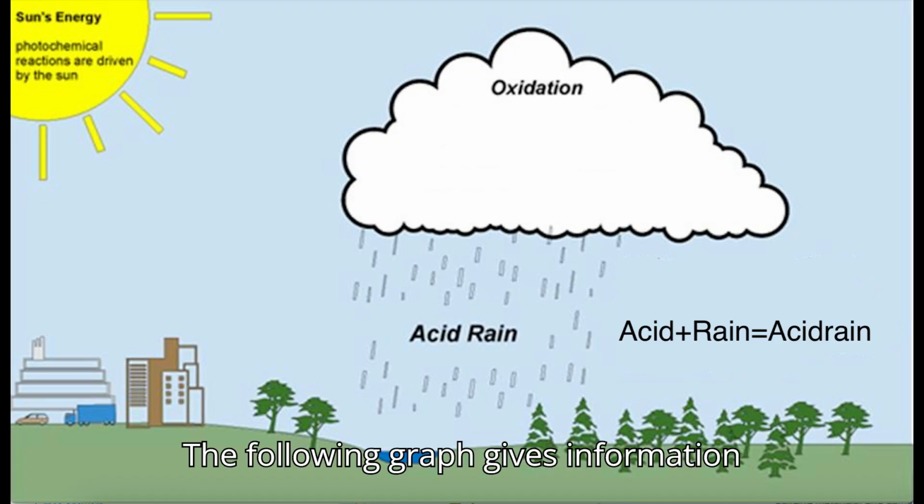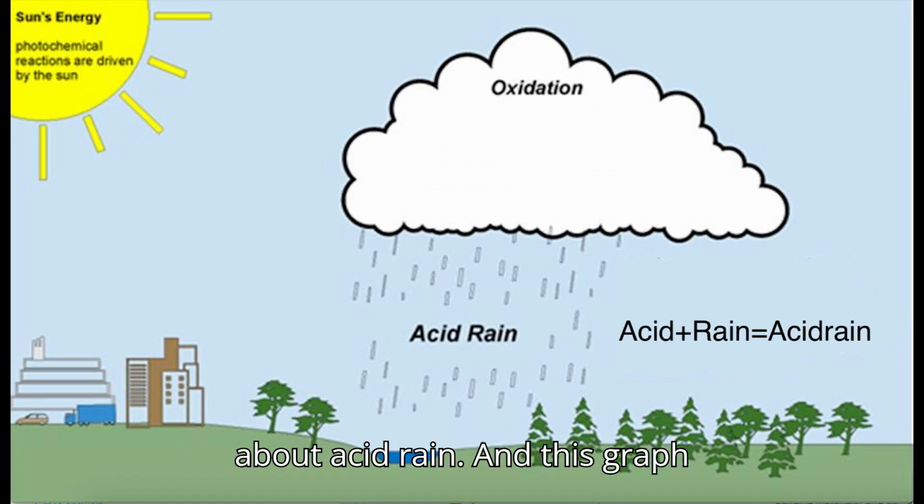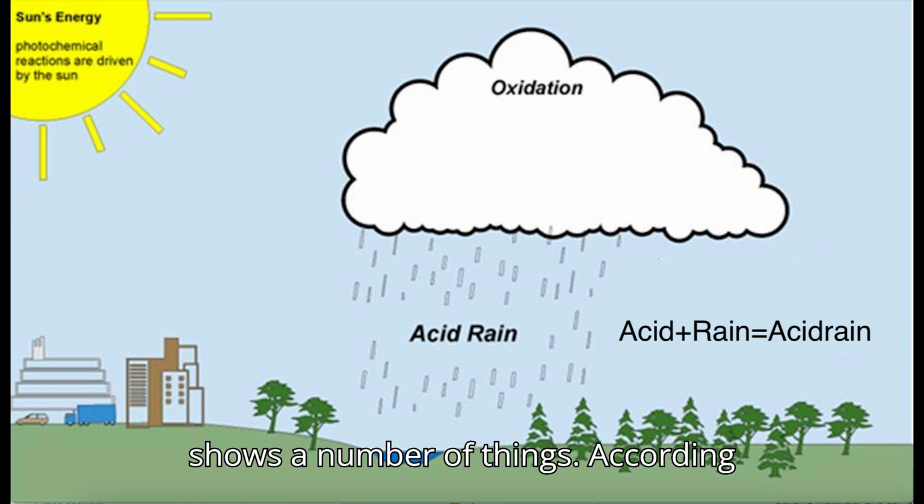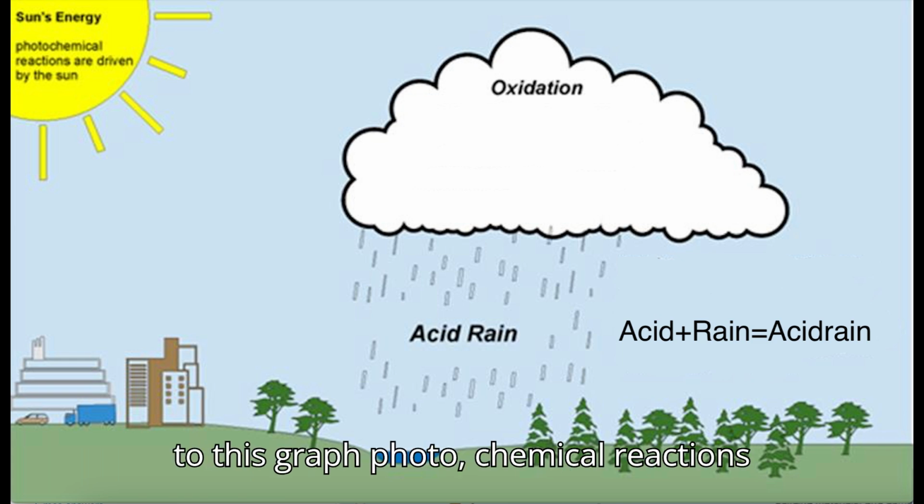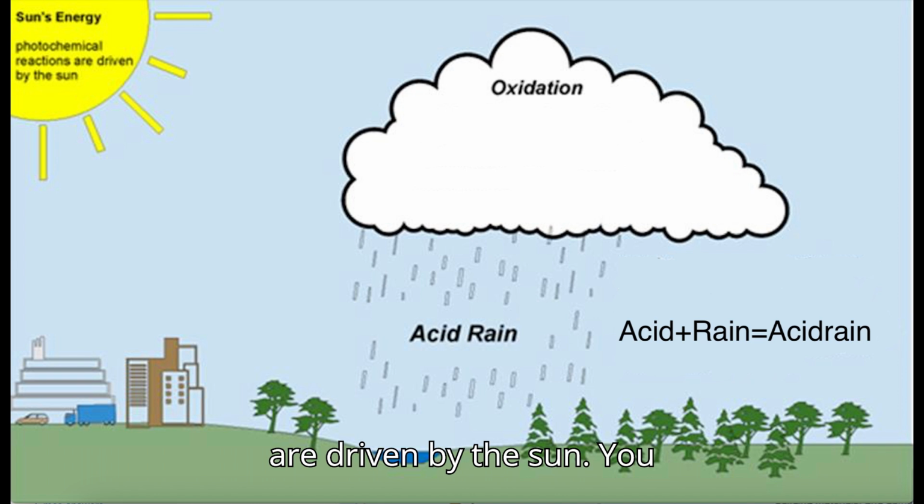The following graph gives information about acid rain. And this graph shows a number of things. According to this graph, photochemical reactions are driven by the sun.